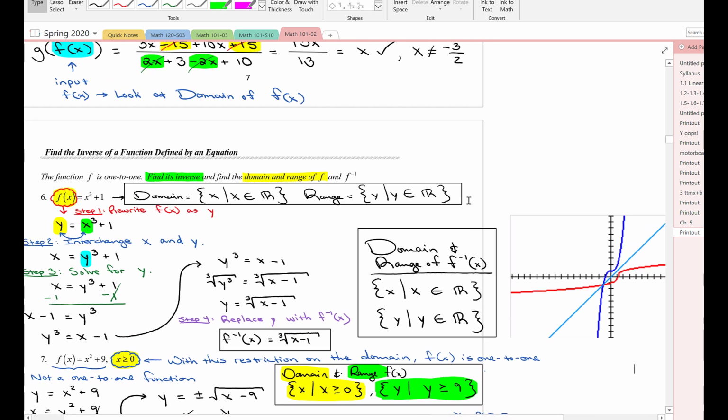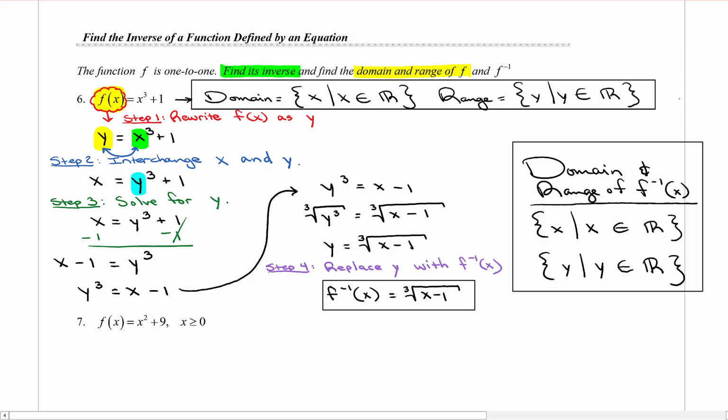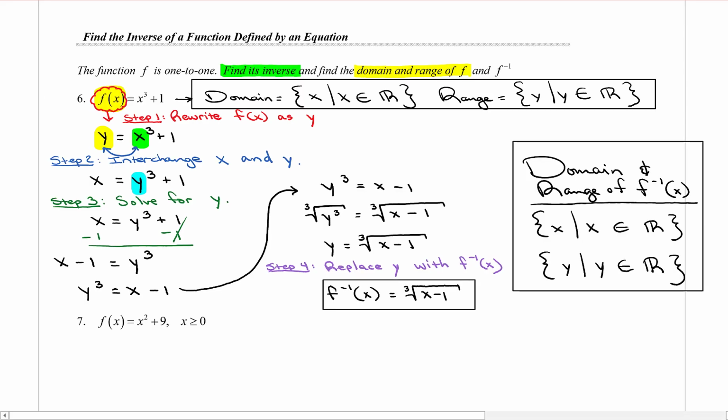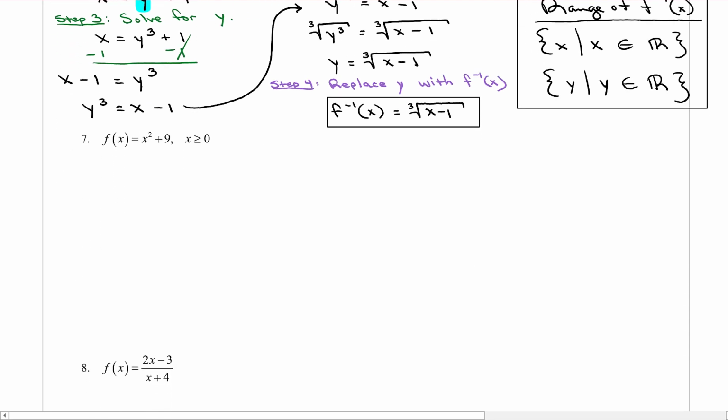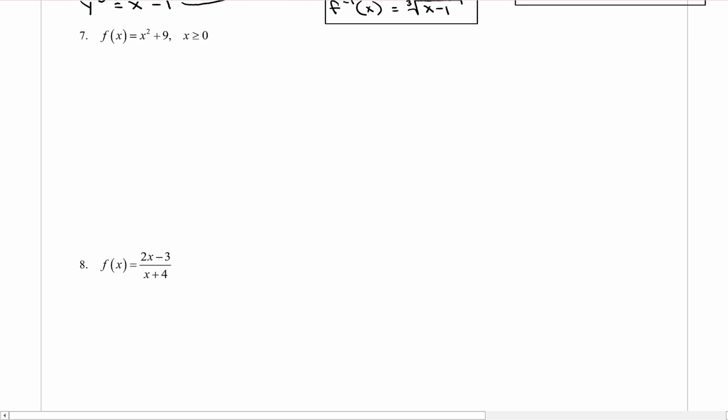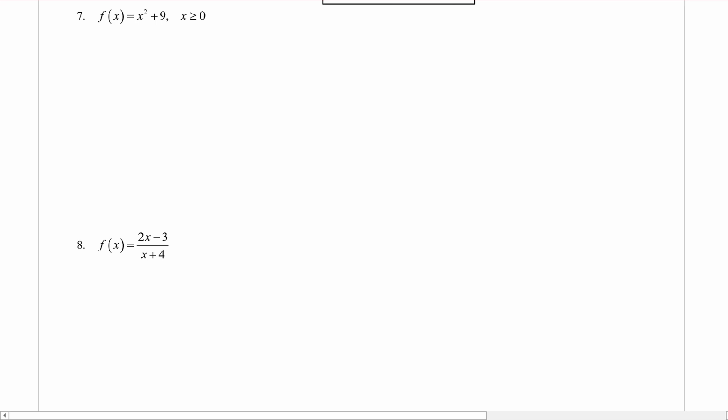Let's go ahead and go to the next problem here. The next problem is number 7. Number 7 says f of x is equal to x squared plus 9. But x has to be greater than or equal to 0. It's like they're giving us here a restriction on our domain, right? Why would they tell us this?